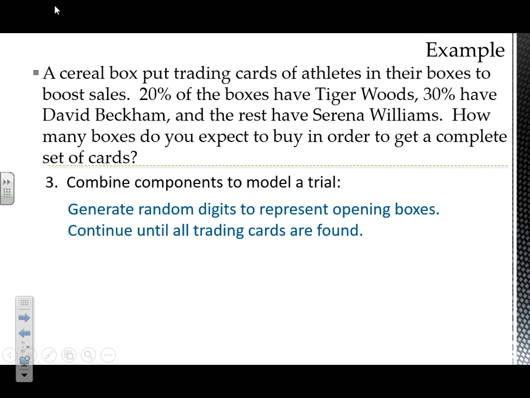So what's the next one after that? 6. And then 4. 4, and then 7, and then 1. And now 1 is a Tiger Woods card, right? So for that one trial, because that's the end of the trial, we now have Serena, Beckham, and Tiger. So for that trial, how many boxes would we have had to buy before we got all 3? So for trial number 1, 8 boxes was what it took to get all 3 cards.